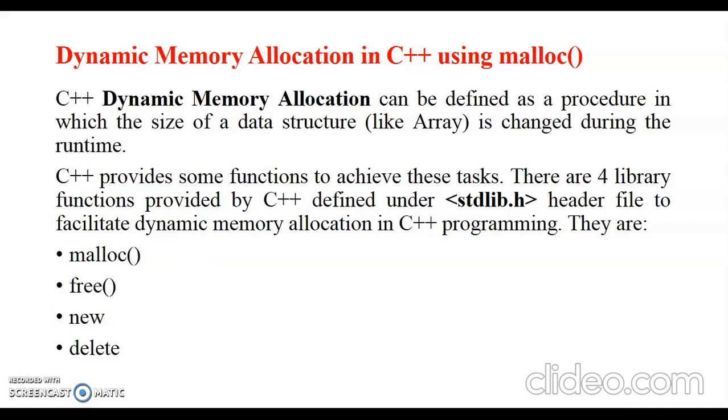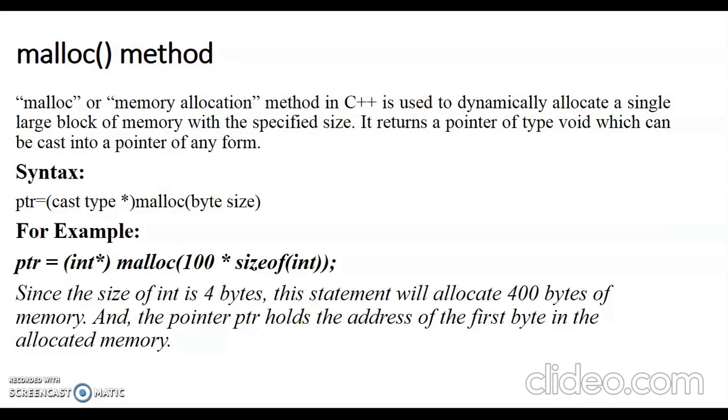We have discussed the new and delete operators in detail. So now I will discuss first malloc and free, and then I will tell you how to overload the new operator with the help of the malloc function. So malloc, or in detail memory allocation, is a method in C++ that is used to dynamically allocate a single large block of memory with the specified size, whatever size you give. It returns a pointer of type void.